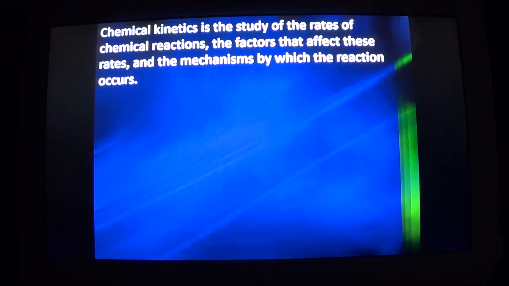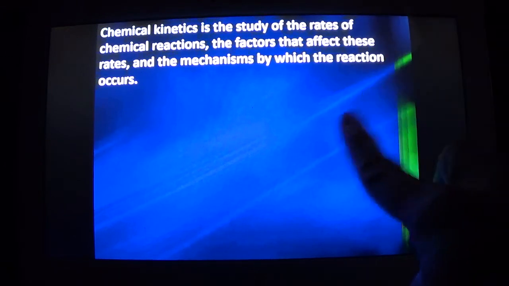Chemical kinetics studies how fast a chemical reaction occurs, what those factors are. So could we speed it up? Could we slow it down? And even we try with small, simple reactions to determine the mechanism. That is, how do the reactants form the products?